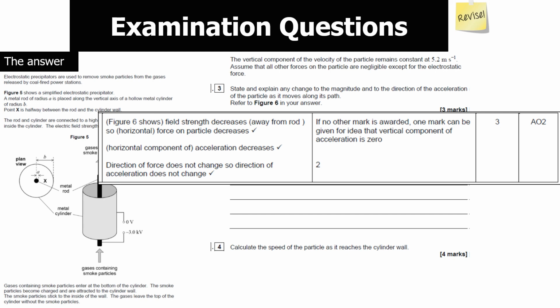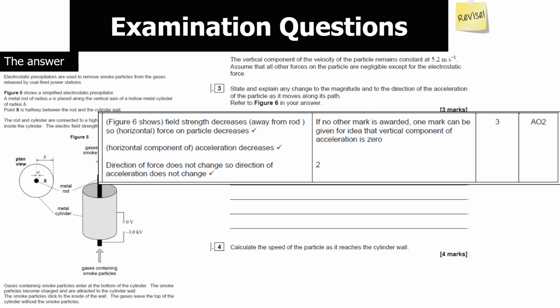Now, we'll notice that the direction of the acceleration hasn't changed. There's been no alteration to the direction of the force or to the electrical field's direction. So the direction doesn't change, but the magnitude does. And so you can answer both of those points in that question.